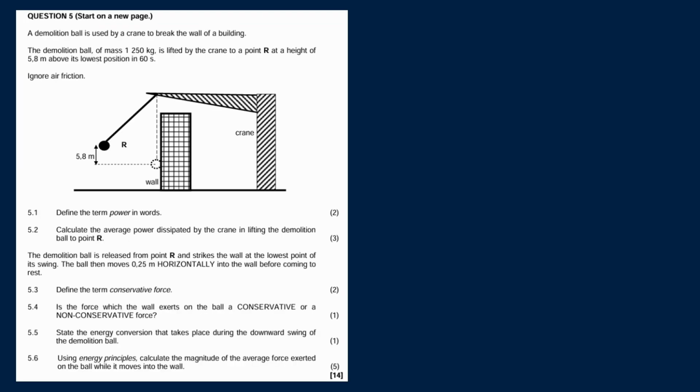This one, a problem statement reads as follows. A demolition ball is used by a crane to break the wall of a building. The demolition ball of mass 1,250 kilograms is lifted by the crane to a point R at a height of 5.8 meters above its lowest position in 60 seconds. Ignore the effects of air friction. 5.1. Define the term power.